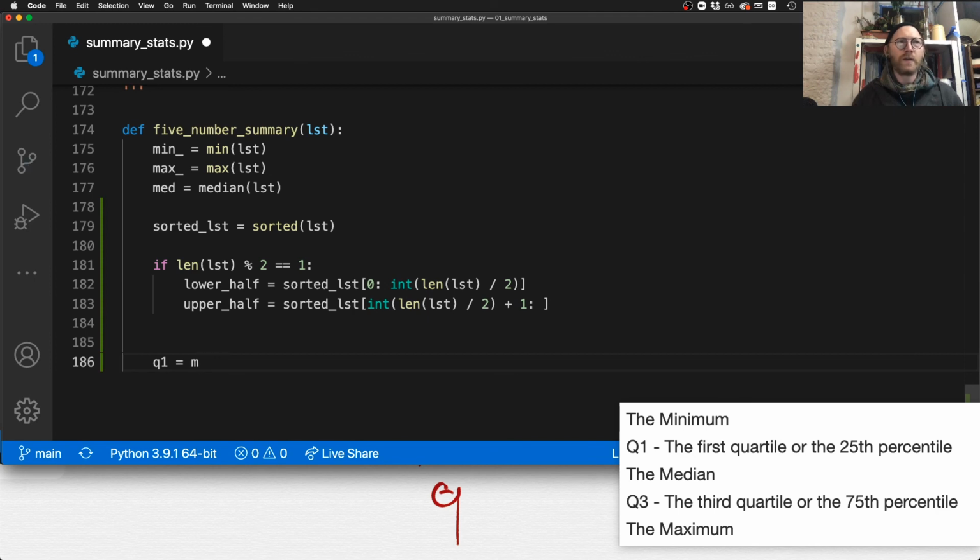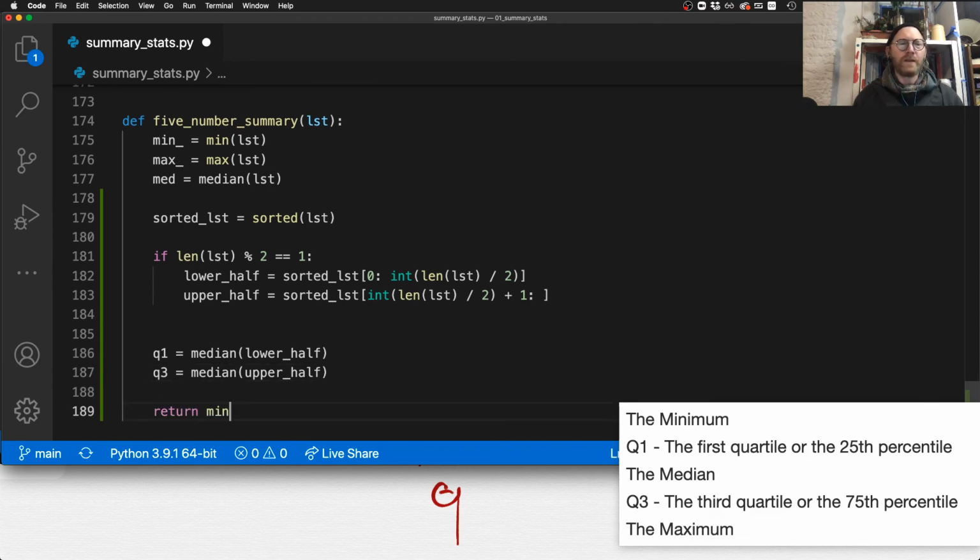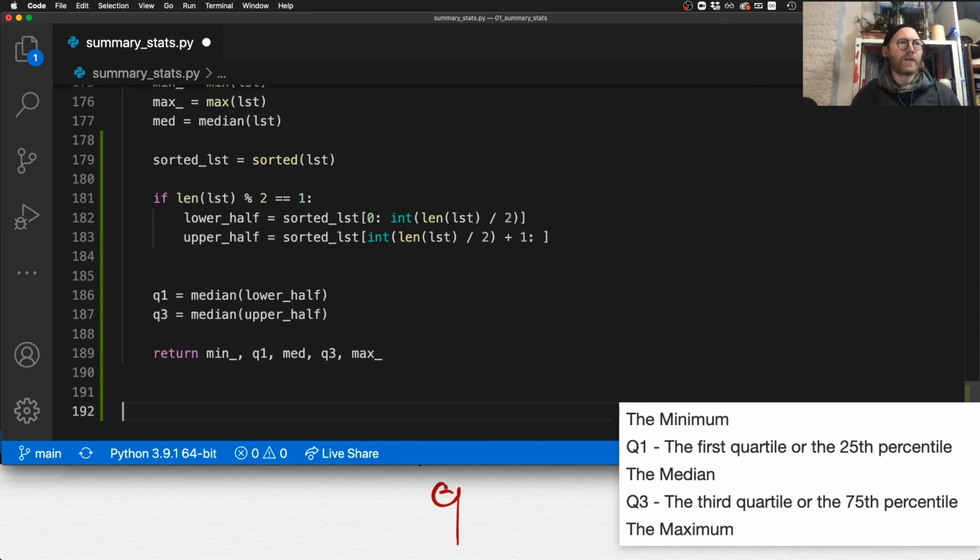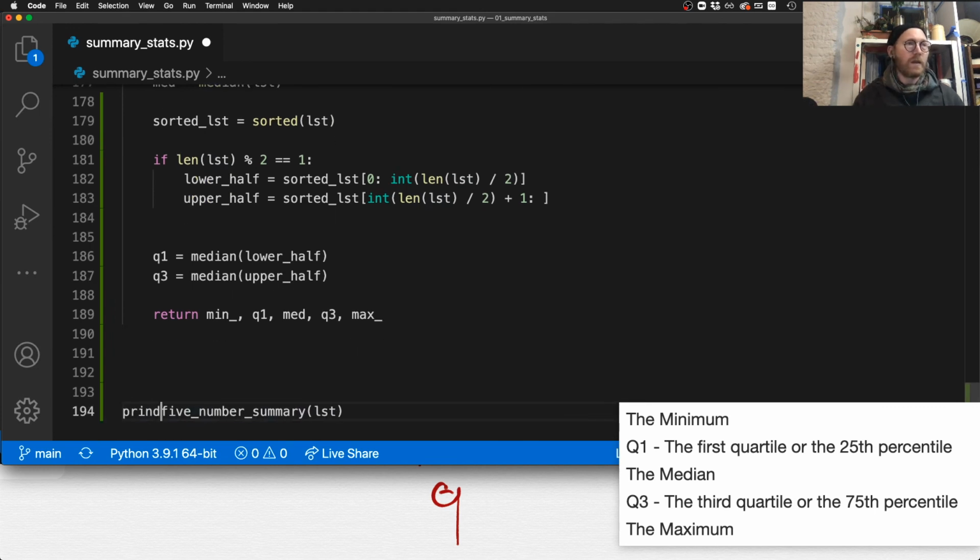So Q1 is just going to be the median of the lower half. And Q3 is going to be the median of the upper half. And at the end of all this, we just return the min, Q1, the median, Q3, and the max. So this should work for an odd length list. Let's just make sure that it does before we add in our code for the even length list.